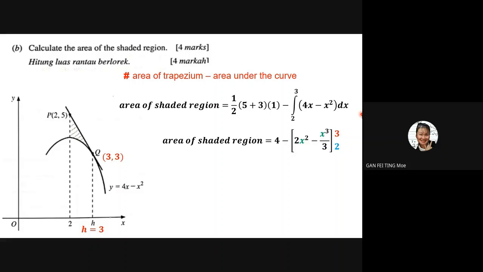So the next line, you integrate ini. Now you evaluate this one, become 4, ini tak ada masalah, become 4 minus, pay attention to this. Okay, 4x, you integrate menjadi 2x, menjadi 4x squared divided by 2. Simplified, you get this. Minus x cubed divided by 3. Dengan upper limit is 3, lower limit is 2. Okay, fine. Dah dapat. This one, you akan dapat satu markah dengan integration anda betul.